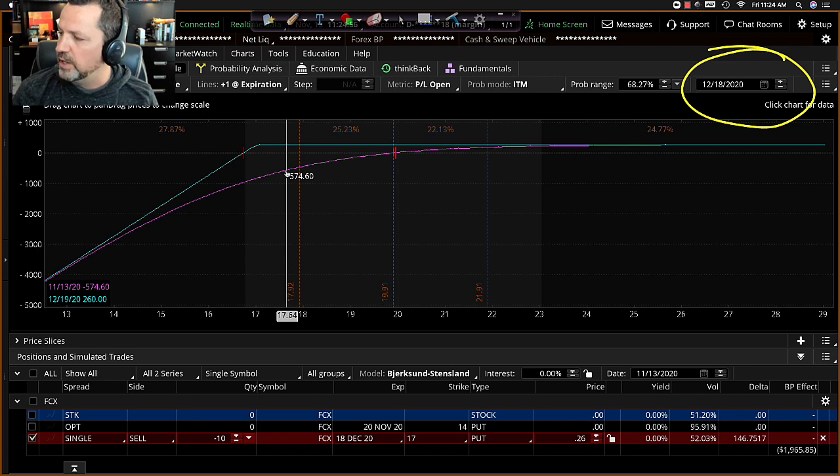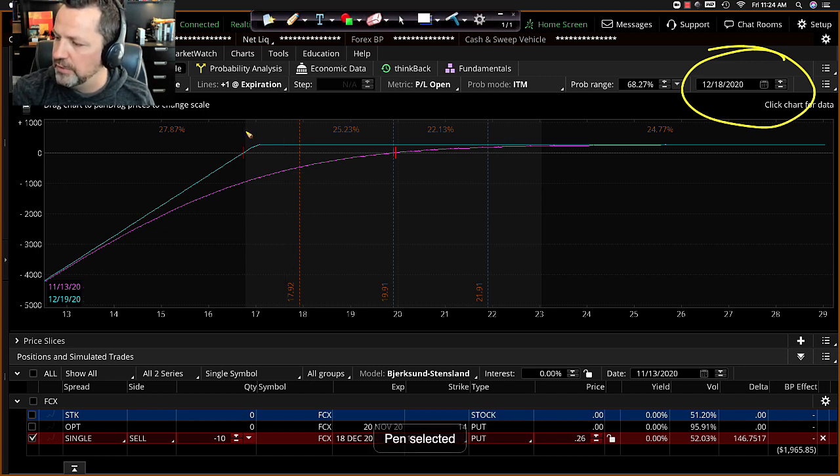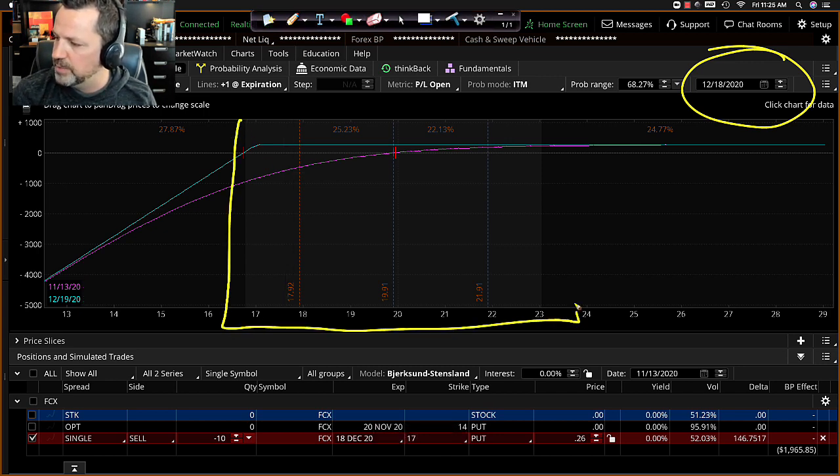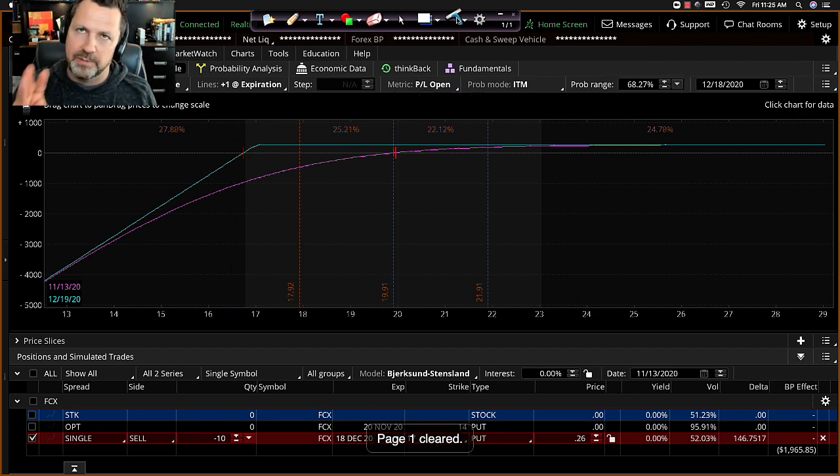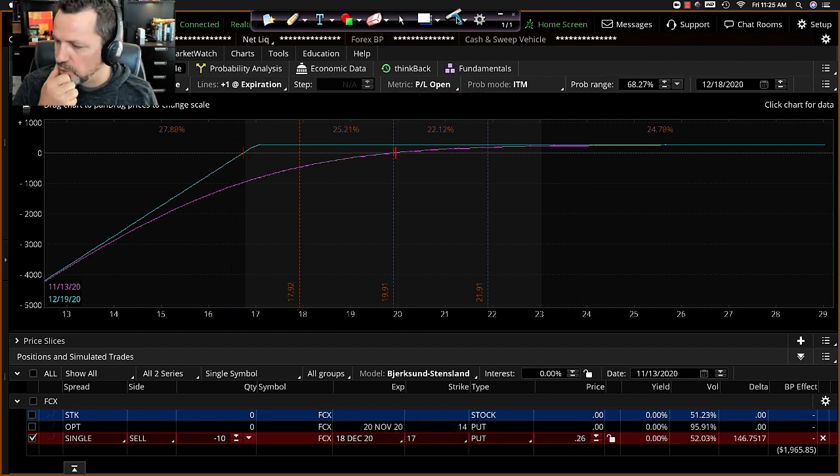And you'll notice this light gray area on the chart. Now, this is what's called a probability cone, and it's based off of a 68.27% probability model. And the strike price of 17, with the break-even point, puts you right outside that probability range. Now, there's basically about 3 things I look for when I'm selling a naked put.